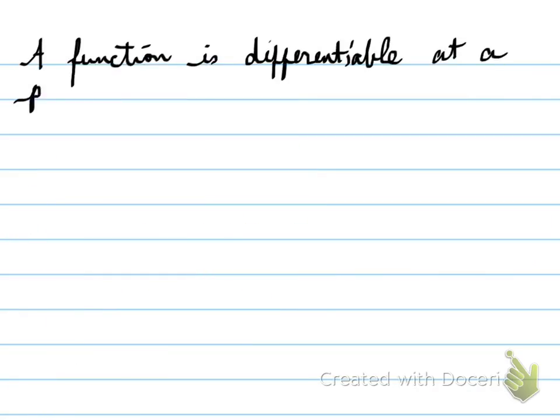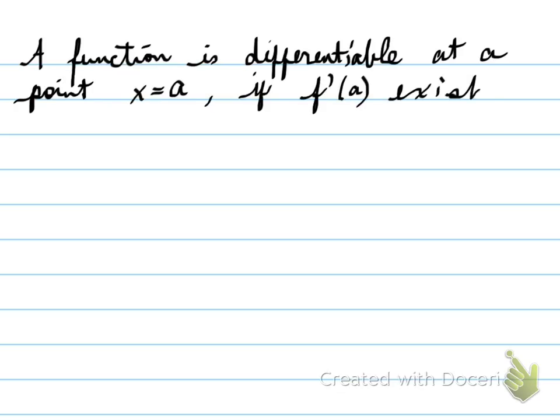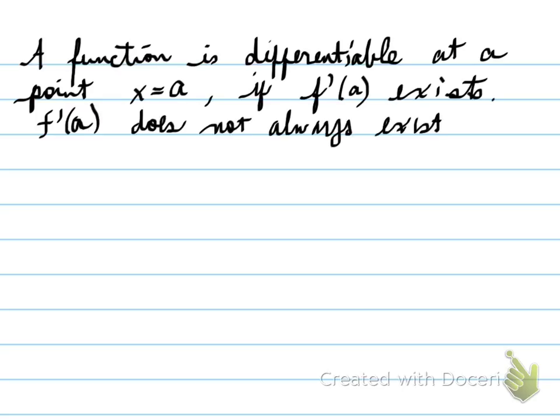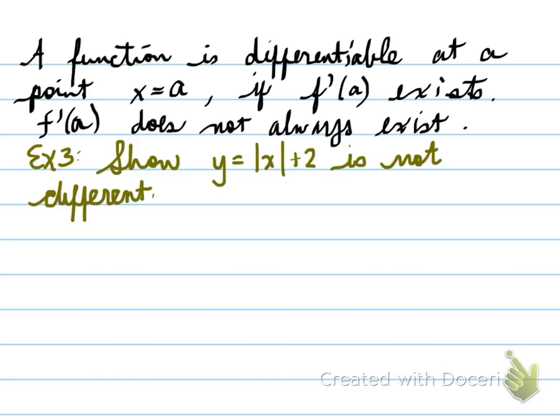All right, next question. A function is differentiable at a point x equals a if f prime of a exists. But f prime of a does not always exist. So, for example number 3, show that the absolute value of x plus 2 is not differentiable at x equals 0. So let's find out why.